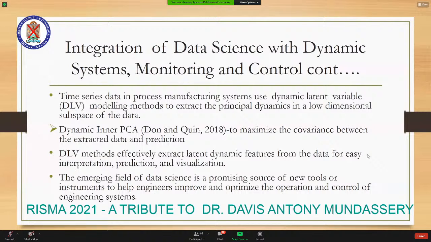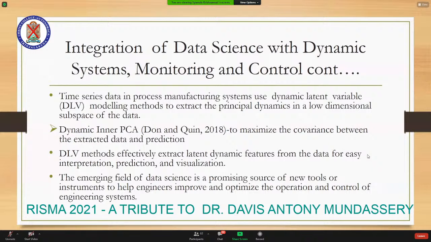Now, in recent days, we are using artificial intelligence together with all these statistical techniques. It's a combination, and we call it a hybrid model. So there are so many techniques available. I just called them dynamic latent variables, but recently, in 2018, another one came up, dynamic inner PCA, an extension of the PCA. Also, they came up with dynamic inner canonical correlation analysis. Dynamic inner PCA is used to maximize the covariance between the extracted data and prediction.